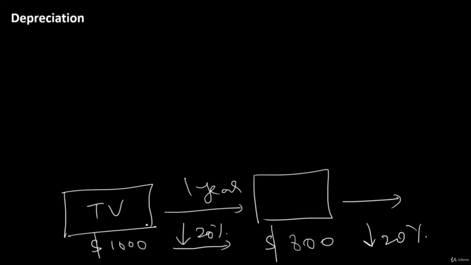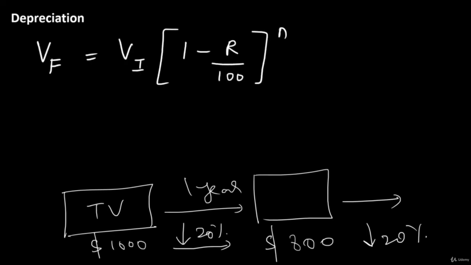You can see that it's very similar to the case of compound interest. The only difference is that over here we have a decrease. In the case of compound interest, we had an increase. So the formula for depreciation can be written as the final value is equal to the initial value into 1 minus r by 100 to the power n.